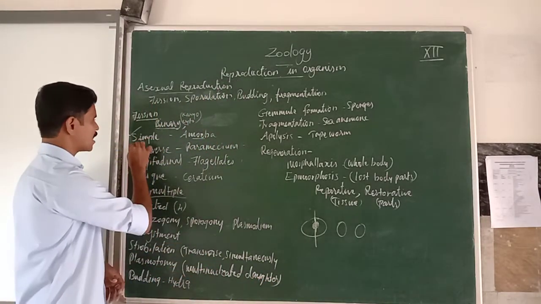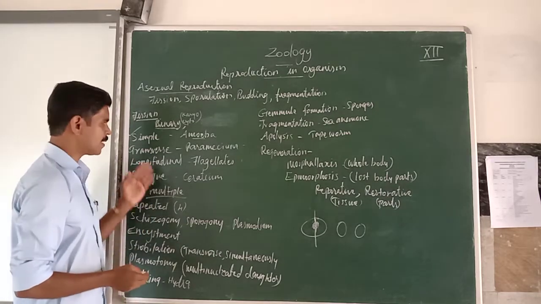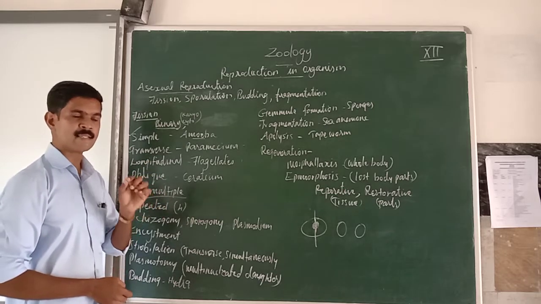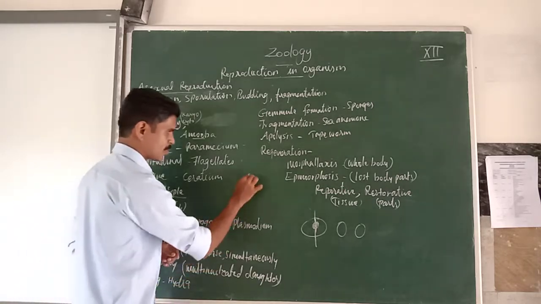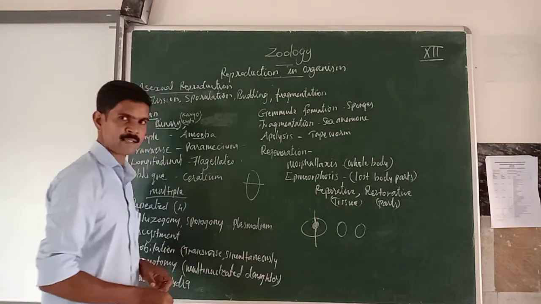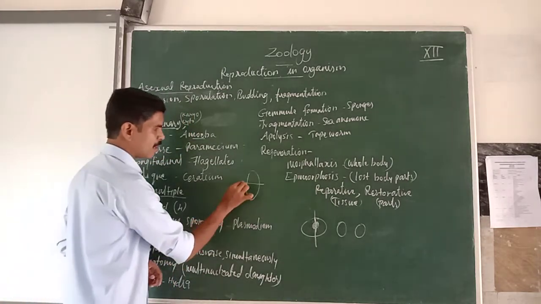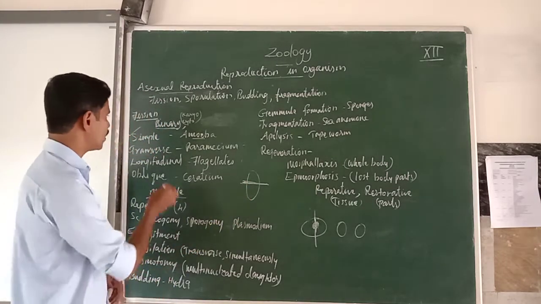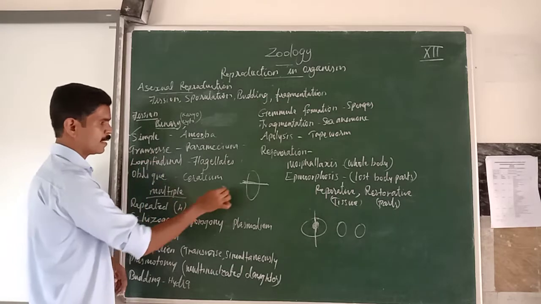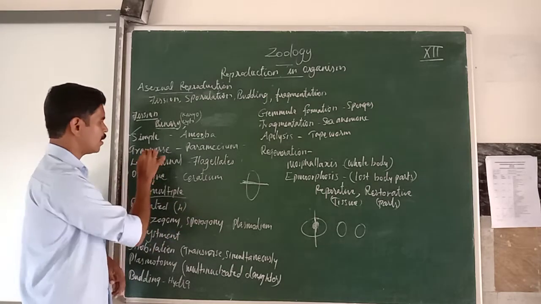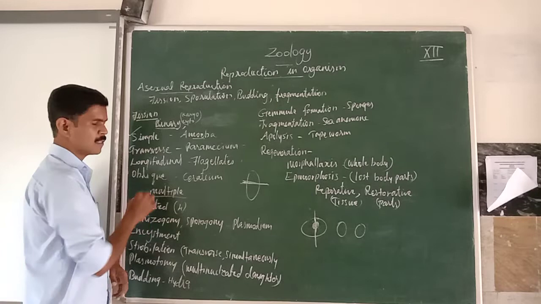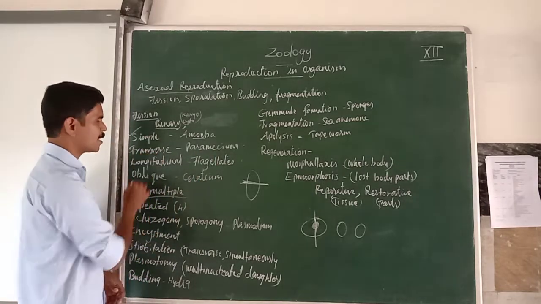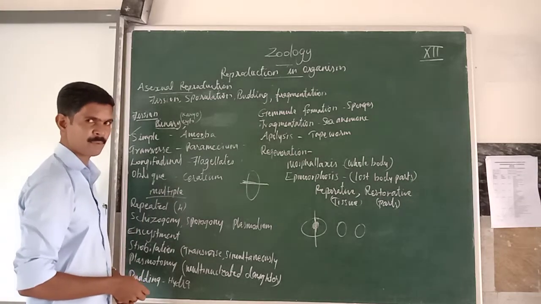The second one is transverse binary fission. In this type of asexual reproduction, the fission takes place along the transverse axis. Just imagine this is a transverse axis. The division starts from this direction, from here to here. So the division plane or division axis occurs in the transverse axis, and that is why this type of fission is called transverse fission. Example, paramecium. In paramecium we can see this type of transverse binary fission.